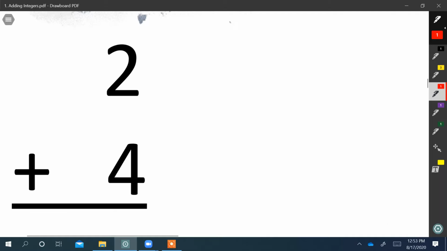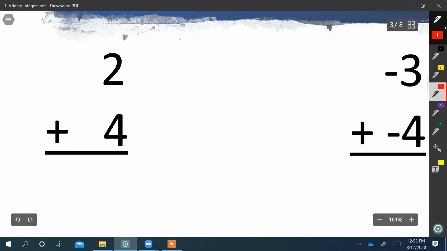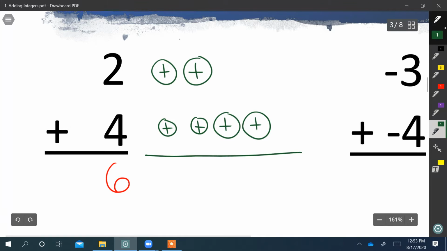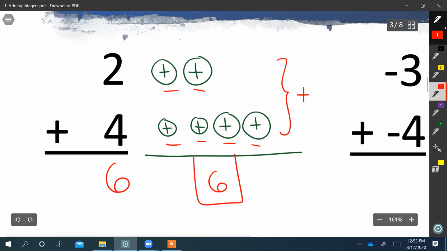First of all, you have done this before actually. If I gave you this problem, you will tell me, hey, Mr. Danas, that's really easy. That's 6. Okay, we already know all of that. I'm going to represent that 2 with 2 positives. And I'm going to represent that 4 with 4 positives. And it's very clear that when you add all those together, you have 1, 2, 3, 4, 5, and 6 positives. Okay, everybody should know that.